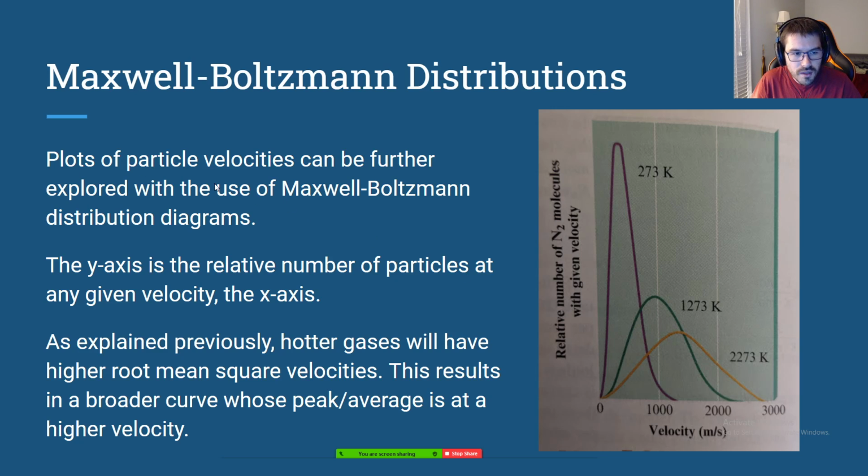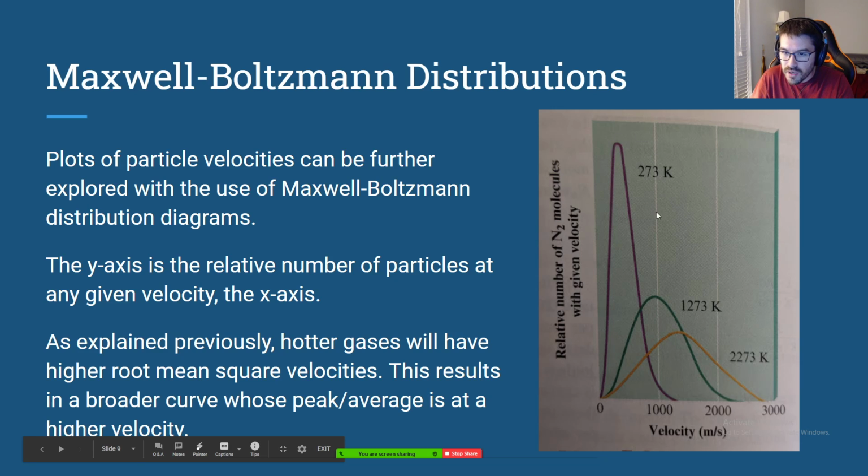But just to run you through it really quickly, this is what these distributions look like. It's a plot of particle velocities. Okay. And the y-axis, as you can see here, is the relative number of particles. Remember when we talked about mass spectroscopy, the relative number of particles hitting at any different mass? It's kind of the same type of plot. The y-axis is the relative number of particles at any given velocity. Okay, so this is mapping out how many particles are moving how fast. Okay, and so the peak is where you have the most particles, right?